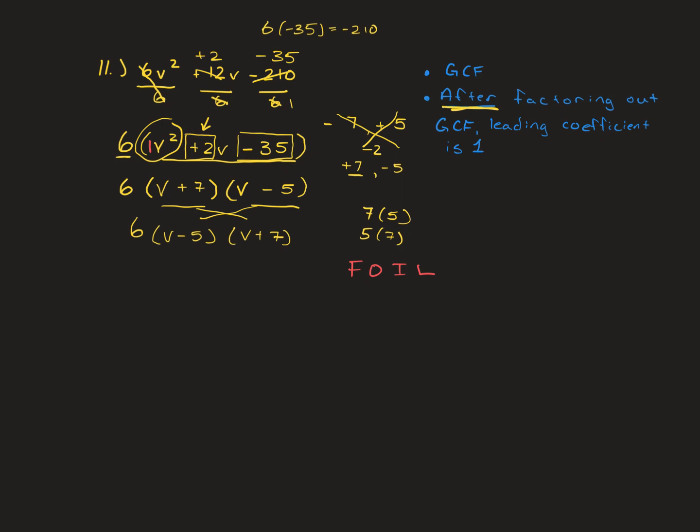I'll do the 6 last. You can do it in whatever order you want. Me, I like to get my foiling done right away. So I'm going to do the first term in the parentheses times the first term in the parentheses, which is v squared. Now I'm keeping all that separate from my 6. My 6 is still out front.